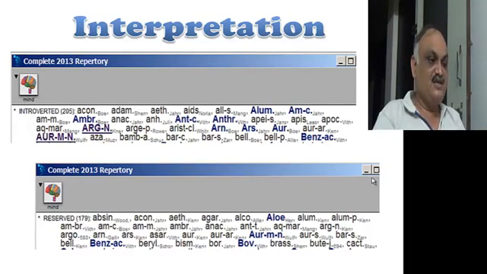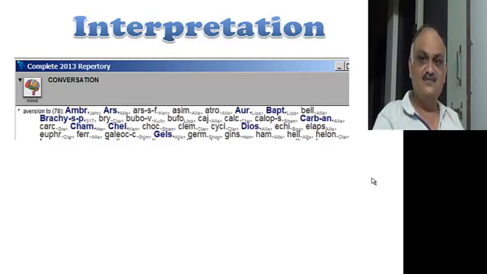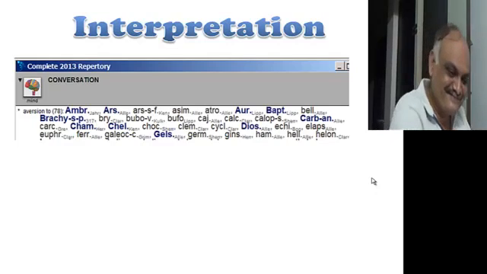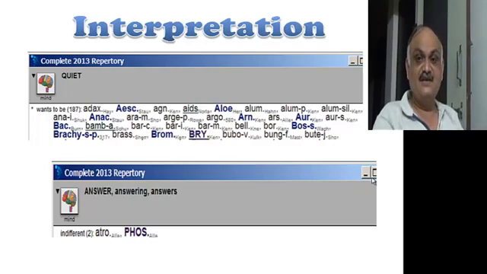But we are applying our mind in our cases. Another expression is introverted. We think like the person is very reserved or introverted and that's why he is not giving answer and that's why he is moving his head. Conversation aversion to. He doesn't want to converse and that's why he is moving his head. Quiet wants to be. He does not want to talk. He wants to be quiet all the time. Answer indifference. He is indifferent to answer.